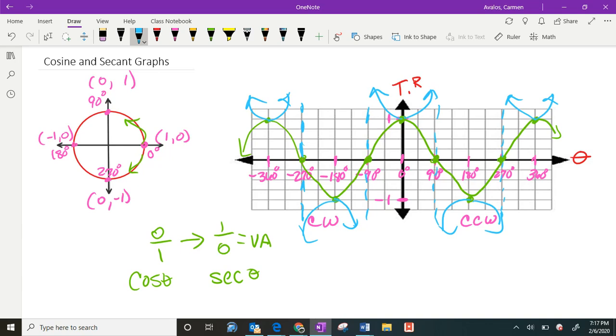And so the blue one is the graph of the secant. The green one is the graph of the cosine. So anytime you want to draw a secant, you draw a cosine, and then you just flip it. And those are the other two graphs on there.